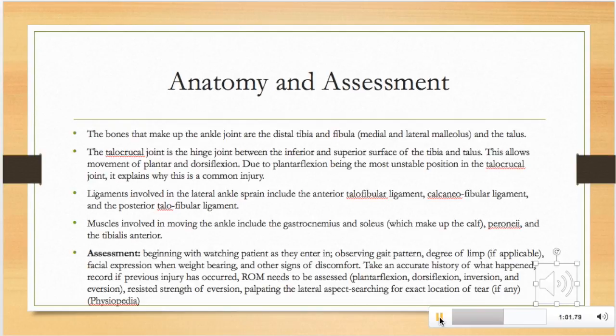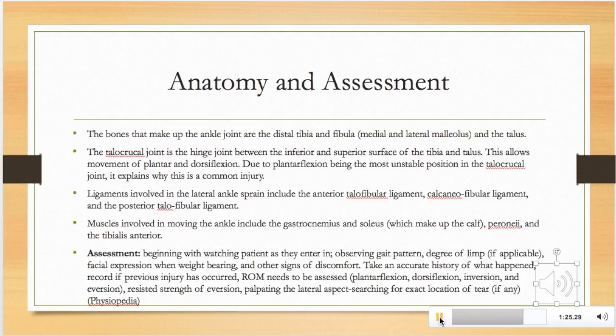In order to assess this injury, you want to watch the patient as soon as they walk in the room, how they're walking, their gait pattern, how much they're limping, if that's applicable, their facial expressions when they're weight bearing on the injured leg, on the injured ankle, and any other signs of discomfort that they may have. You want to take their history of what had happened and record if this is a reoccurring injury or if this is a first time.